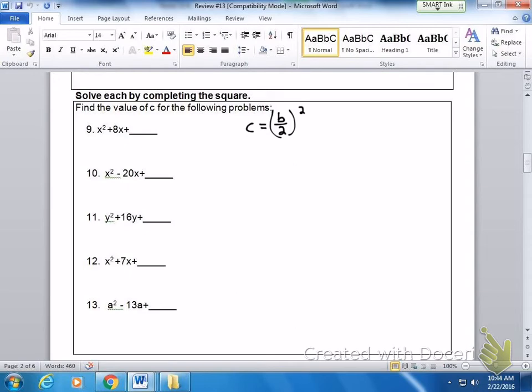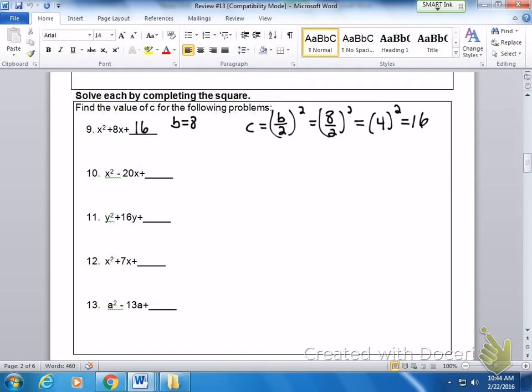Like number 9. On number 9, our b is 8. So if I plug it into that formula, I get 8 over 2 squared, which is equal to 4 squared, which is equal to 16. So I can plug in my 16. Now, you can do the rest. You have your b's negative 20, 16, 7, and negative 13.